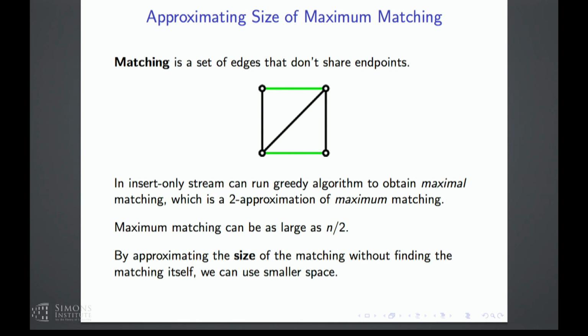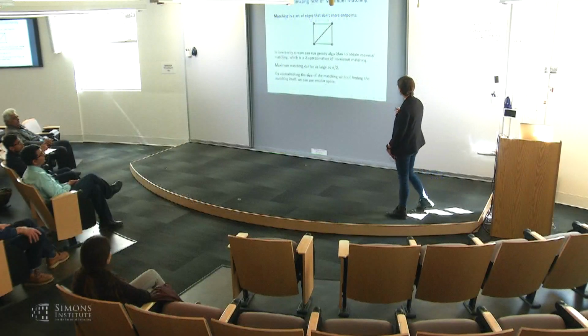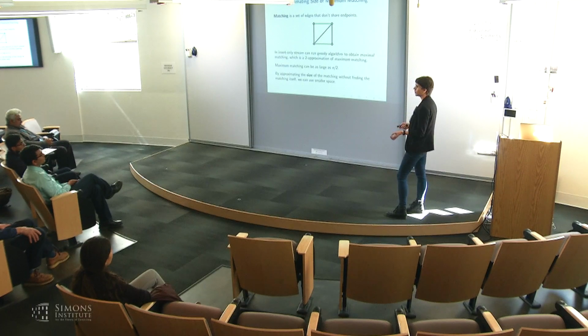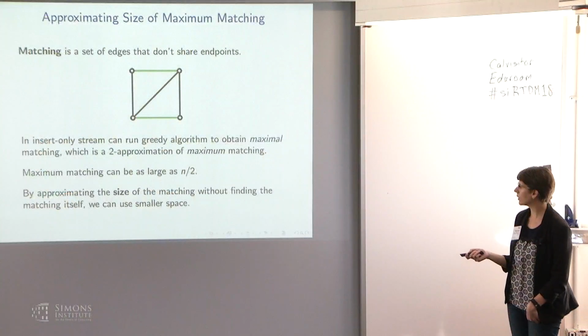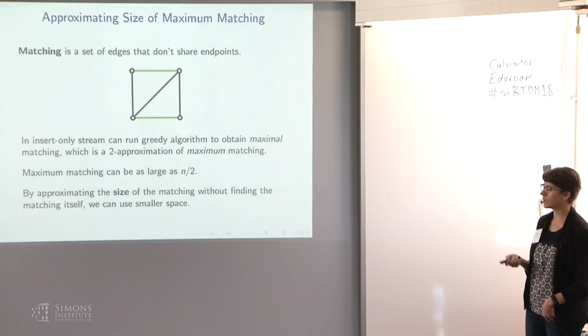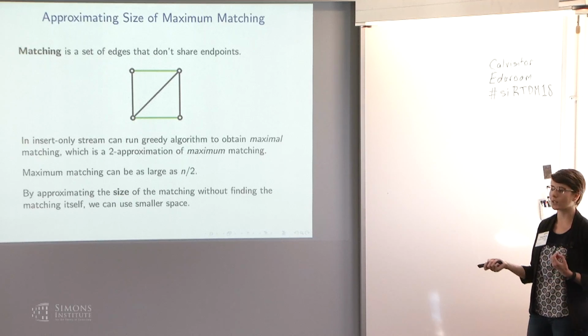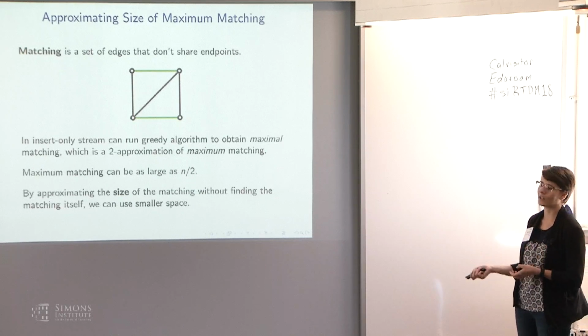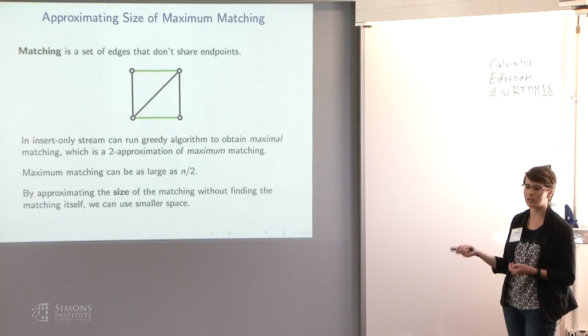However, a matching can be as large as n over 2, so that algorithm uses linear space in the number of vertices. What's the difference between those two terms? Maximum. Maximal means that we cannot add more edges to the matching, and maximum means of maximum size. And those can be a factor of 2 away from each other. So if we want to do better than linear space, then instead of finding the edges of the matching itself, we can just try to approximate the size of it. And in some cases, that gives us sublinear space.